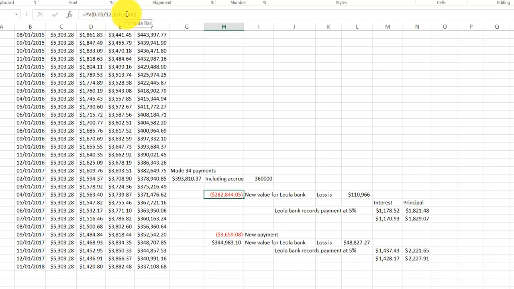Divided by 12, 120, and then we take the new payment, 3,000. That's the proposed new payment, and that means that our present value of this loan is going to be 382. This is what it should be. This is what the interest involved. This is what it would be if we accepted this new deal. That means our loss is going to be the difference between those two, of just under $111,000.